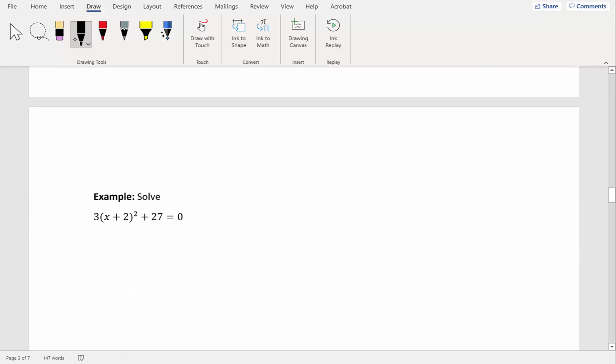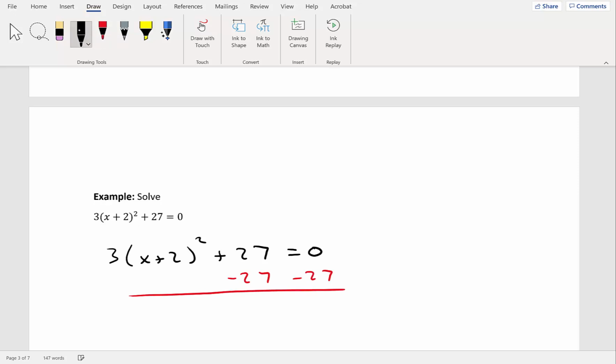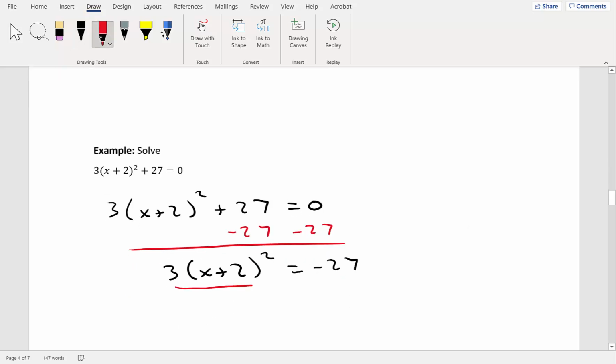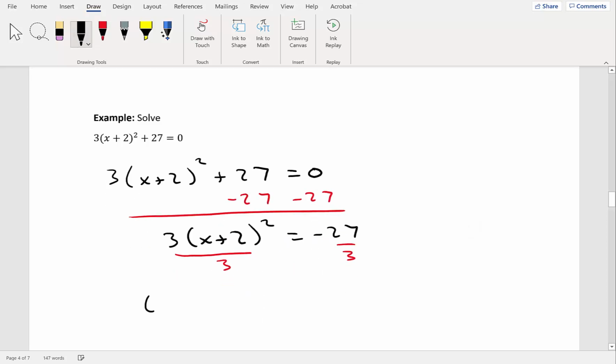Next problem. So we have 3 times x plus 2 squared plus 27 is equal to 0. So let's begin by isolating the expression that's being squared. So let's subtract 27 from both sides. So now I have 3 times x plus 2 squared is equal to negative 27. Now divide both sides by 3. I get x plus 2 squared is equal to negative. Now 27 divided by 3 gives me 9.